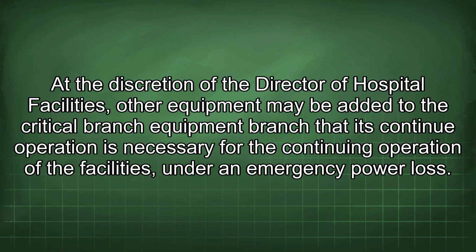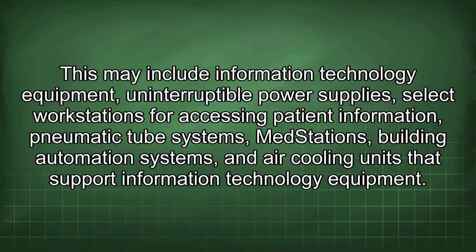At the discretion of the Director of Hospital Facilities, other equipment may be added to the critical branch equipment branch if its continued operation is necessary for the continuing operation of the facilities under an emergency power loss. This may include information technology equipment, uninterruptible power supplies, select workstations for accessing patient information, pneumatic tube systems, med stations, built-in automation systems, and air cooling units that support information technology equipment.